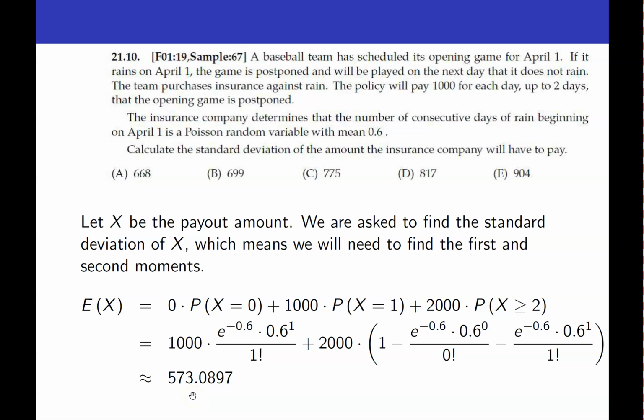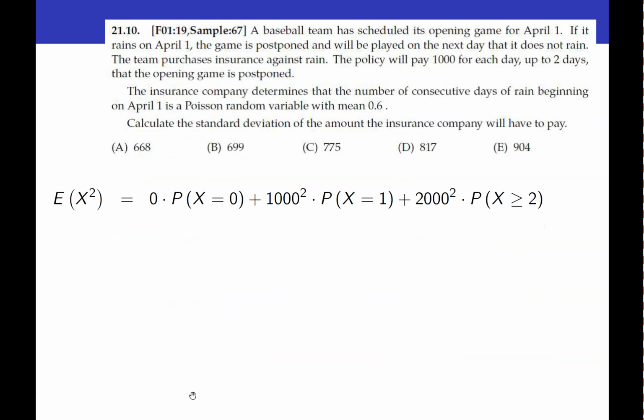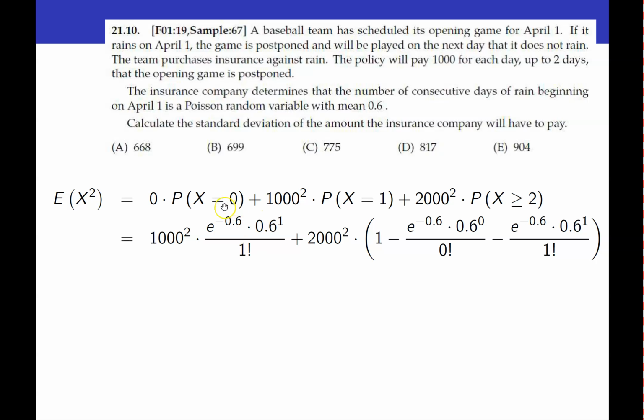Again, for standard deviation, we need to find out the second moment as well. Same concept, we just change these to squareds. Still have a 0 on the first part, doesn't matter if it's squared or not. Again, that piece doesn't matter. Here, same calculations that we just did for the expected value of x, except that we've got squareds on the 1,000 and the 2,000. Gives us that number that's over 800,000.